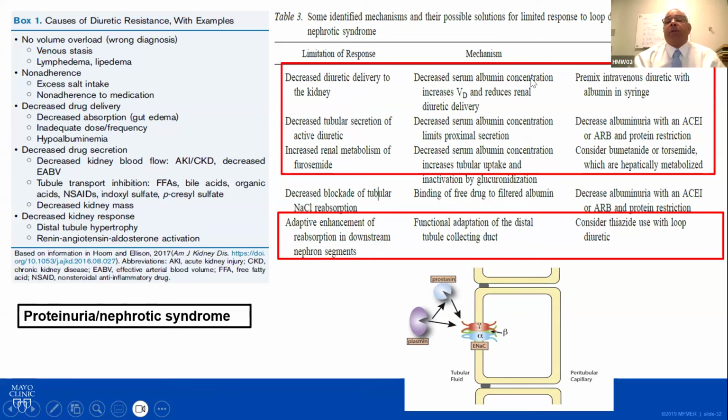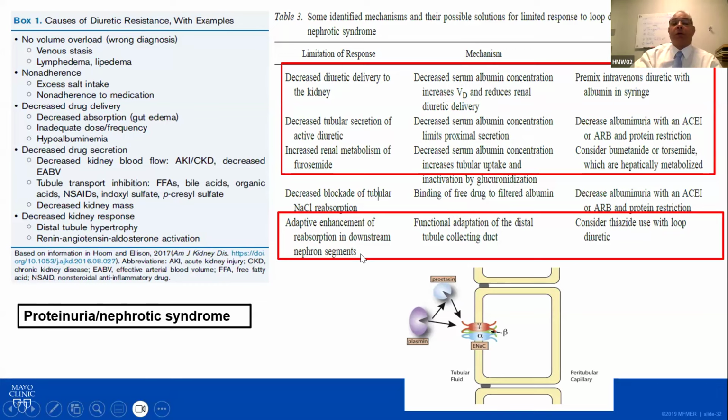One of them is decreased albumin concentration. We said that albumin itself is a shuttle that takes the diuretic to its site of action. So if you don't have albumin, then it's not going to get to the site of action. It's not going to work. Decreased albumin will also decrease proximal secretion. This is what we did say before, but it will also increase the metabolism of the Lasix. We mentioned this before. So hypoalbuminemia on its own will cause increased metabolism and a reduction in the delivery of the medicine to the site of action.